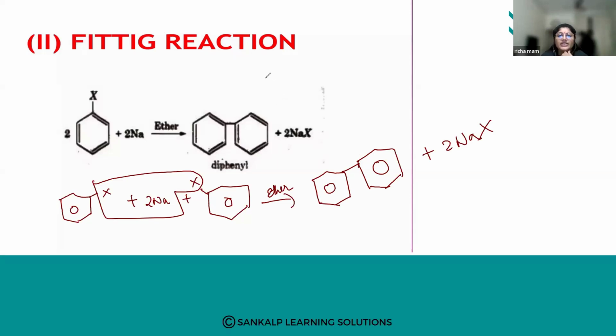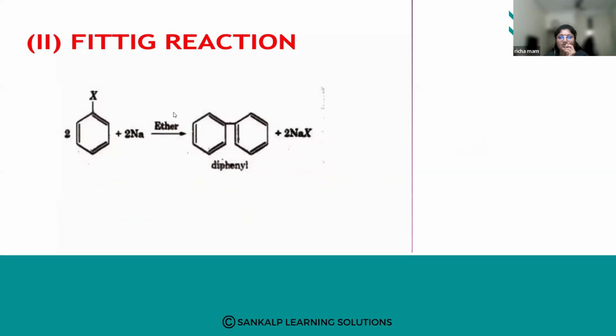The Wurtz reaction takes place with two molecules of alkyl halide reacted with sodium in the presence of dry ether. I get higher alkanes. The Fittig reaction means both are aryl halides, in the presence of sodium and dry ether, and I'm going to get diphenyl. And what is the Wurtz-Fittig reaction? One alkyl halide and one aryl halide. So that is your Wurtz-Fittig reaction.